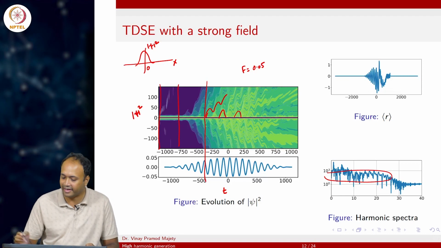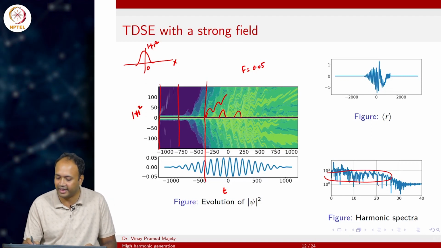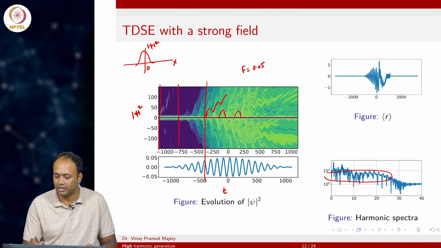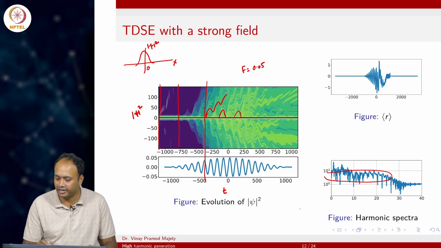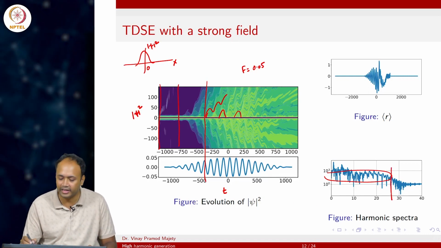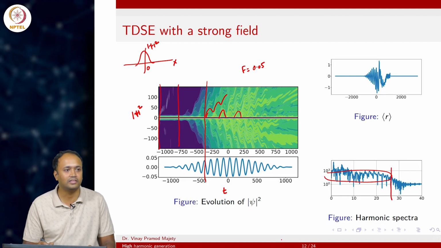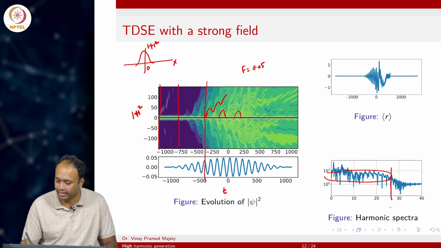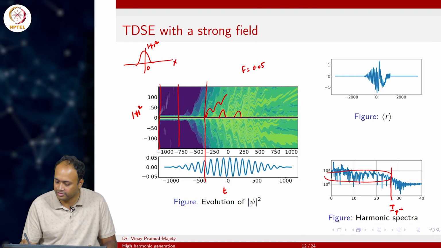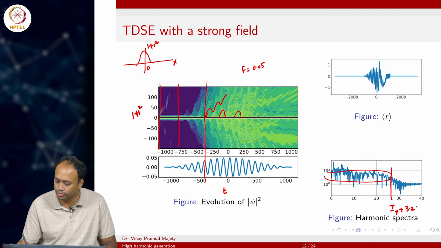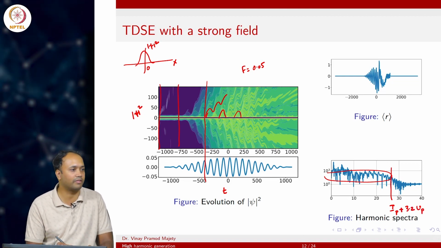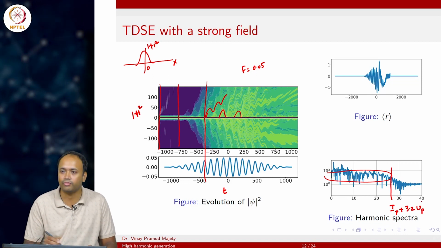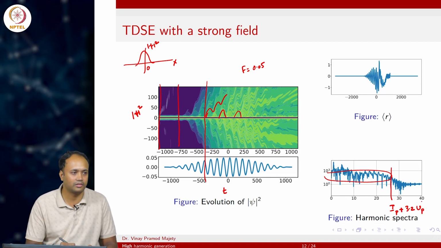Now what are the key characteristics? Along with the fact that you have a number of harmonics generated with similar intensities, you also see that there is a certain typical cutoff. This typical cutoff is given by the ionization potential plus 3.2 UP, where UP is the ponderomotive energy. Now this cutoff can be explained using this 3-step model.